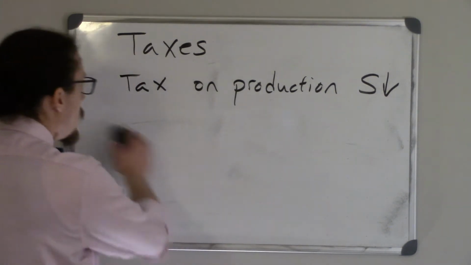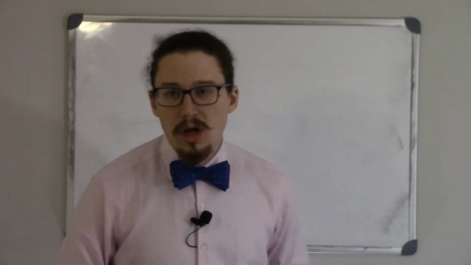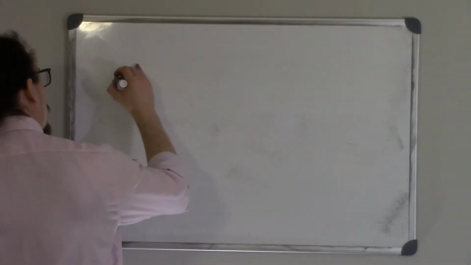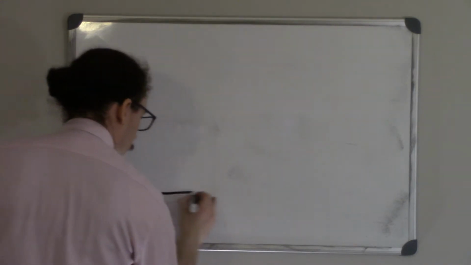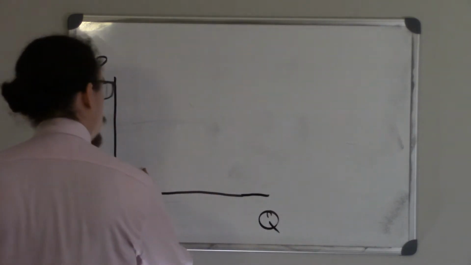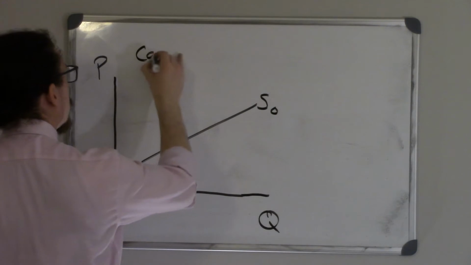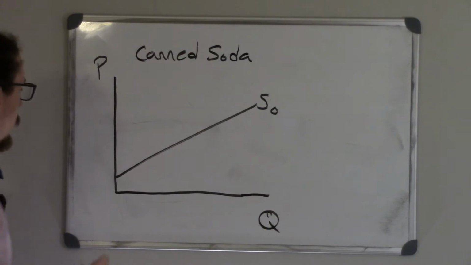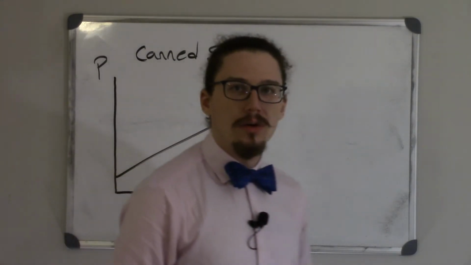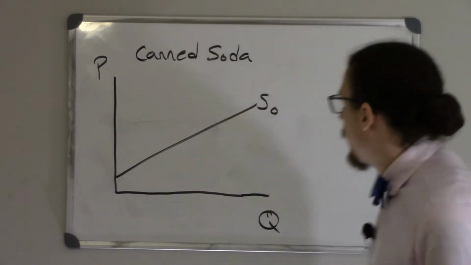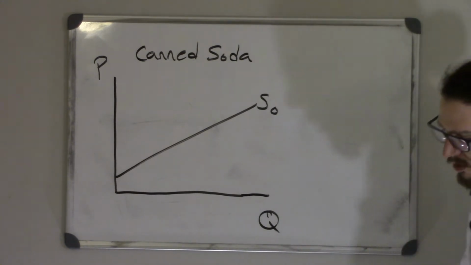All right, but we know how taxes are going to affect supply, so let's go ahead and look at an example of this. Let's go ahead and draw out our curve, and we are going to use canned soda. This is what we used in the last video. I might have to change it at some point. It might not really fit with some of the other things, but we'll see. So let's say that we've got this market for canned soda.